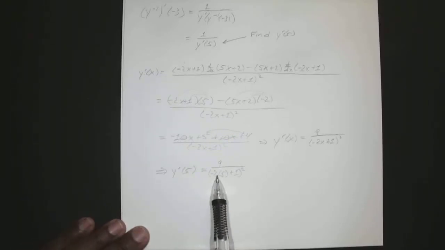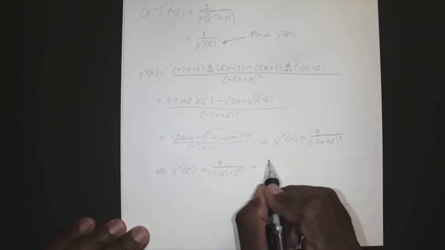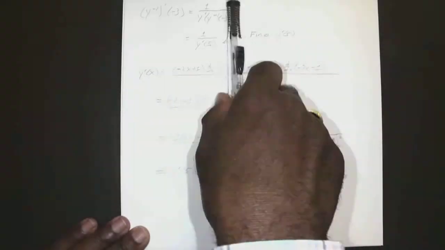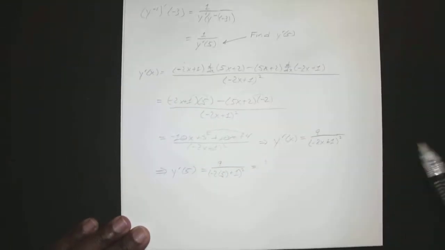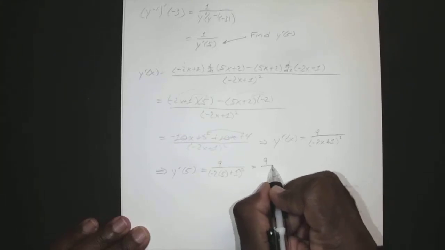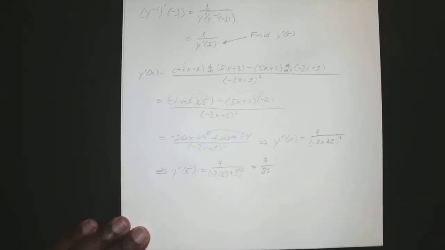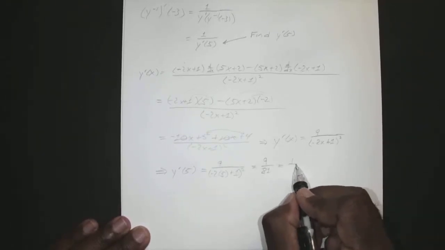Okay, so negative 2 times 5 is negative 10, plus 1 is negative 9. So negative 9 squared is 81. We have 9 over 81, which simplifies to 1/9.